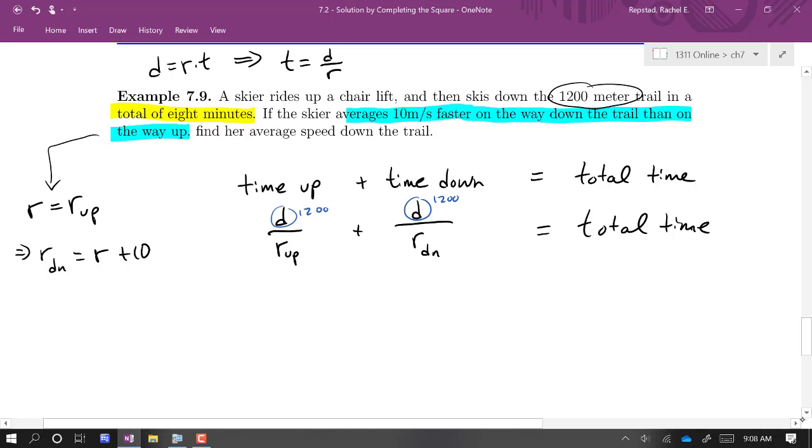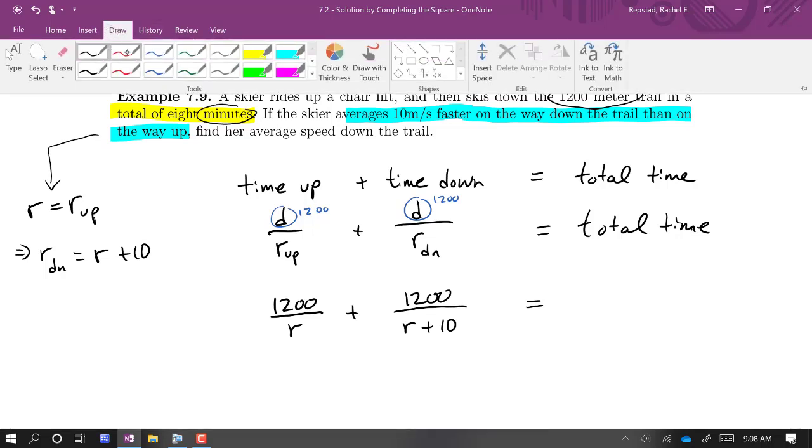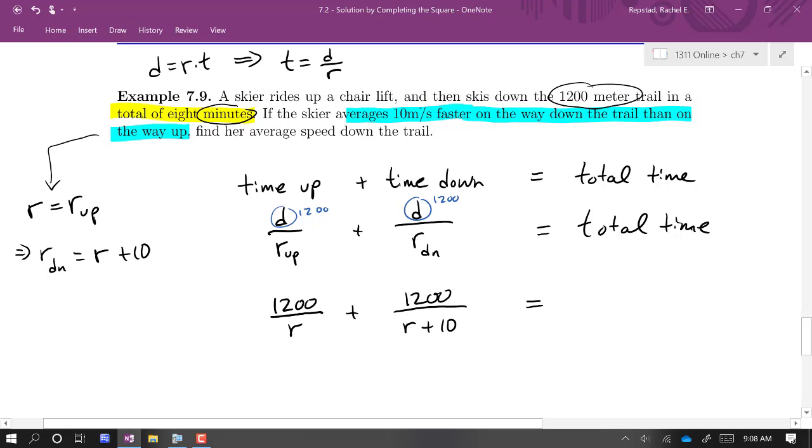Now if we rewrite our equation with this information, we have 1,200 over r plus 1,200 over r plus 10 is equal to 8 minutes. Now, it's a total of 8 minutes, and our rates are in meters per second. So 8 minutes, let's see how many seconds that is. So 8 times 60 is 480.